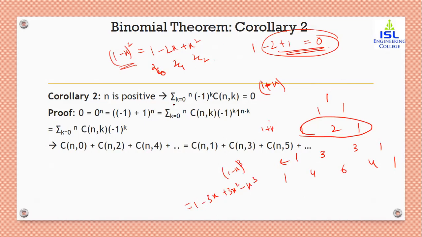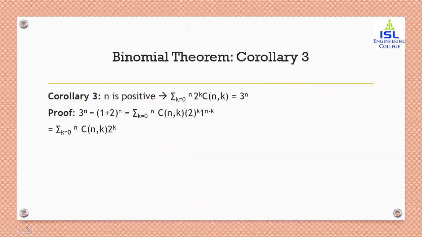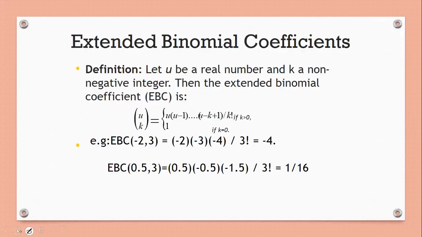So basically, whenever we have a negative sign in our formula of (1 + x)^n, where x is negative, then the summation of all your coefficients will be 0. Then the binomial theorem for k equal to 0 to n: if we are multiplying it with 2^k nCk, then it is equivalent to 3^n. This is just a corollary, that is, if you do a problem, you will get the following result in such a way.